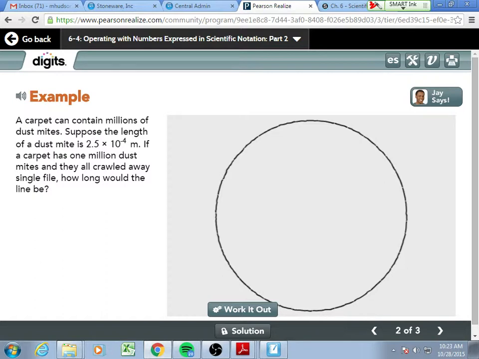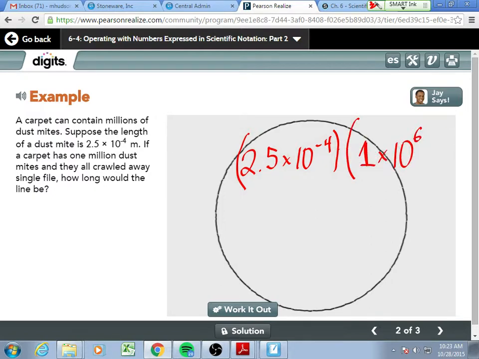Well, we have 1,000,000 dust mites, so it'd be 1,000,000 times the length of the dust mite. So I'm going to have the length of the dust mite, 2.5 times 10 to the negative 4, times 1,000,000. But what's 1,000,000 in scientific notation? It's 1 times 10 to the 6th, right? Because it's got the 6 zeros after it. So I multiply my 2.5 and my 1.